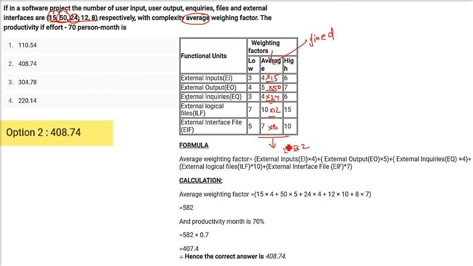So what is the productivity and productive month? This is 70, so we have to find out the person. The answer should come only when you have 582 as the value and the 70% is already given. So multiply it with 70%, and you'll get 408.74, whichever is the answer.